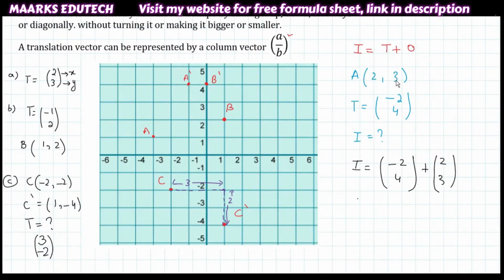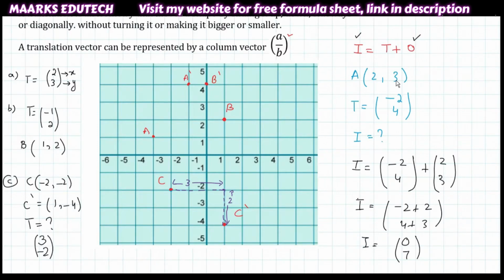So now the image will be -2 plus 2 and 4 plus 3. So the image will be (0, 7). So you see how easily we can find it. In the same way, they can also ask us, if we know the image and the object, to find the translation vector. So simply you need to do it the same way as I did.